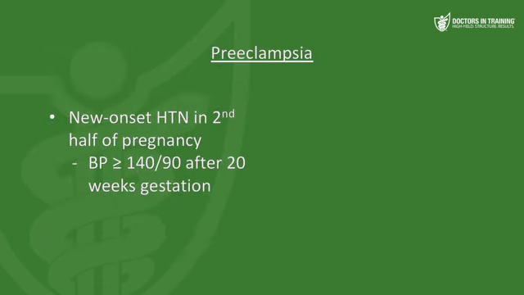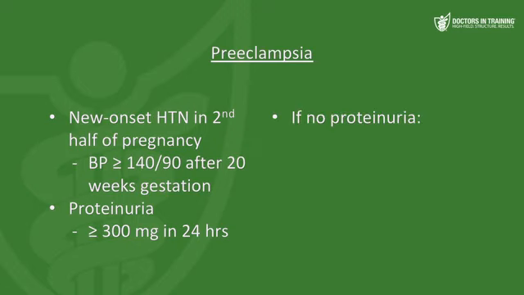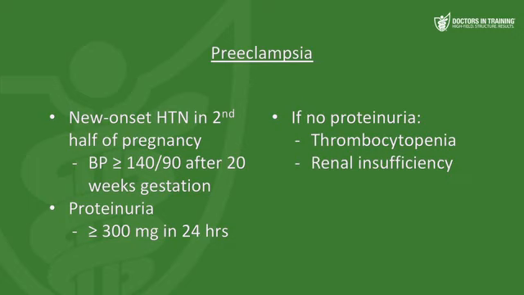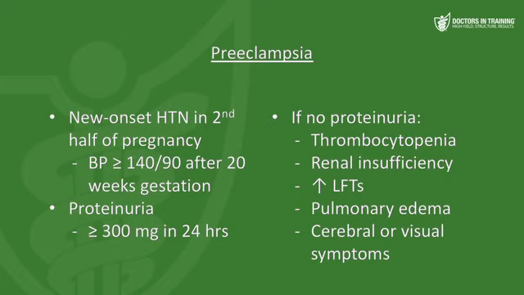So, preeclampsia is diagnosed if someone has new onset hypertension greater than 140/90 after 20 weeks gestation, as well as proteinuria. And that proteinuria has to be at least 300 milligrams in 24 hours. If there is no proteinuria, you can still make the diagnosis if there's evidence of end organ dysfunction like thrombocytopenia, renal insufficiency, elevated LFTs, pulmonary edema, or cerebral symptoms like headache, visual disturbances, and seizure.